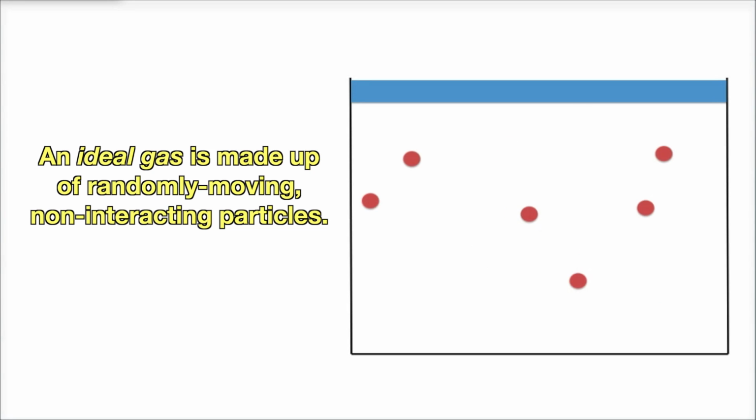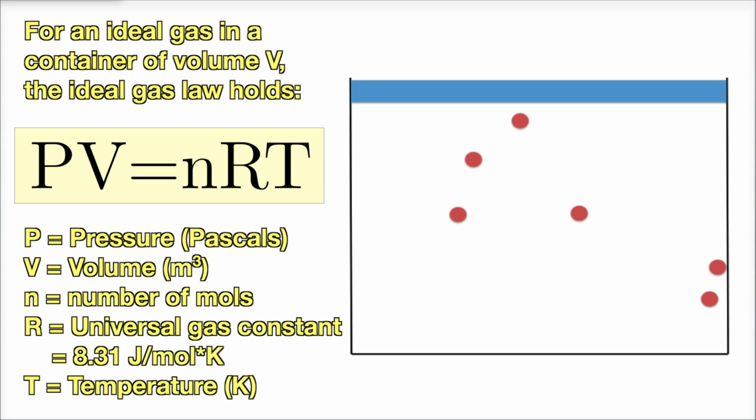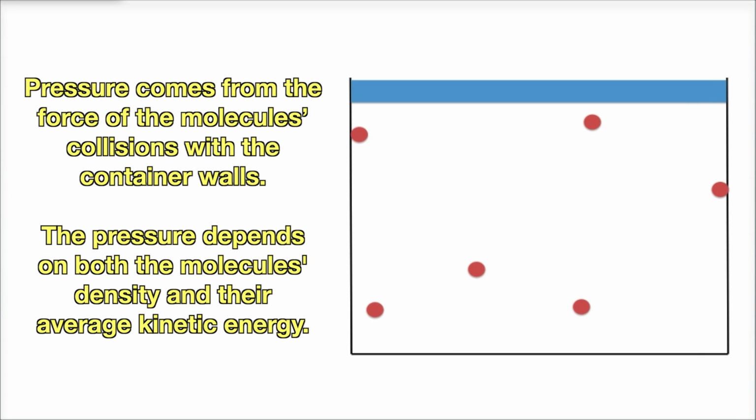In today's lab, we will study an ideal gas. An ideal gas is made up of randomly moving, non-interacting particles. For an ideal gas in a container of volume V, the ideal gas law holds. This law states that the pressure times the volume is equal to the number of moles times the gas constant times the temperature.